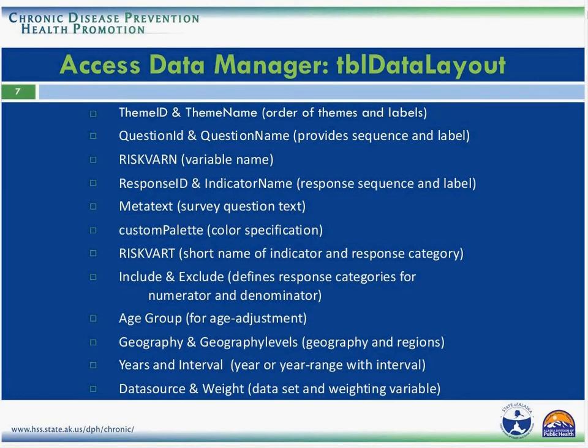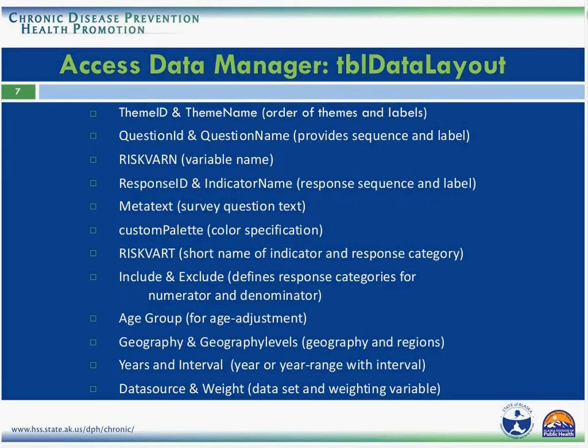Within the Access Data Manager, we create a new table called Table Data Layout, and this contains our variables: the theme ID and theme name, which provides our order of themes and labels; a question ID and question names, which provides the sequence; our RISVAR-N, which is the name of our BRFSS variable; a response ID and indicator name, which is our response sequence and label; our meta text, which in this case would be our BRFSS survey question; which custom palette, the color specification you want to indicate for that variable; the RISVAR-T, which is our short name; and response categories such as sex, male, and include and exclude.